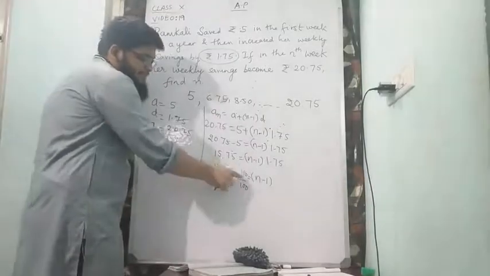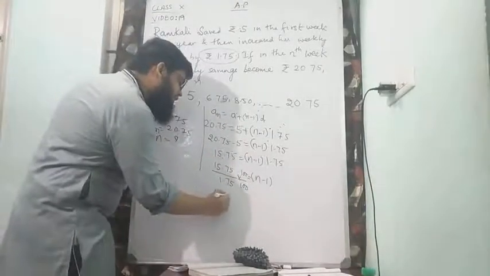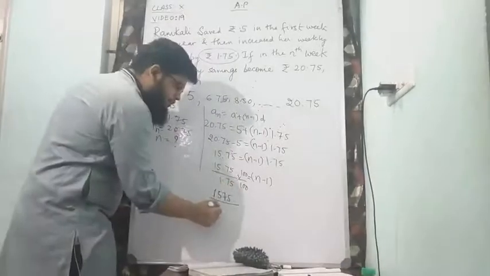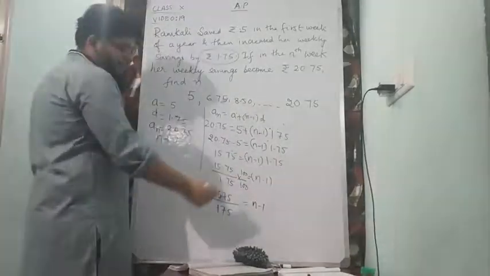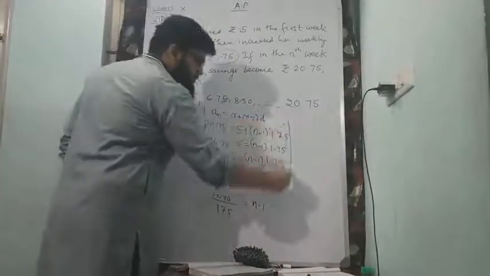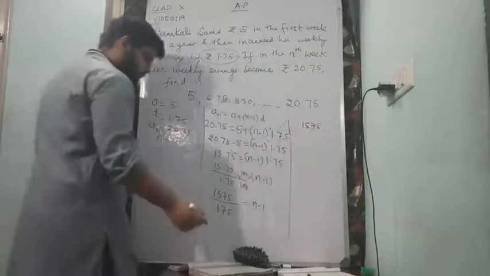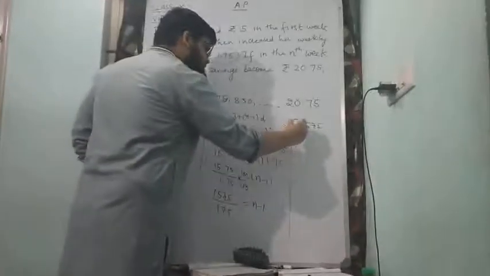So 15.75 into 100, if you multiply, the point gets removed, so 1575 will be remaining, divided by 1.75 into 100, point gets removed, 175 will be remaining, is equal to n minus 1. So we have to do the division now. Division of 1575 with 175. So please do the division of this.